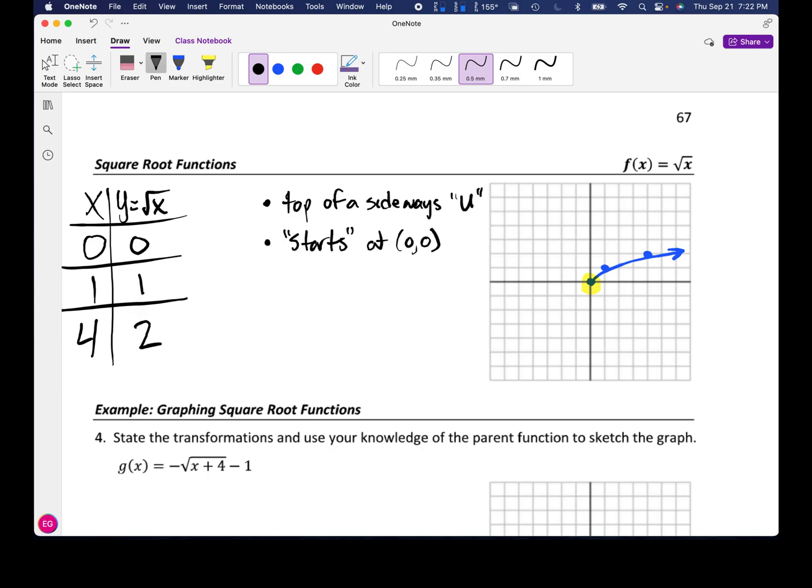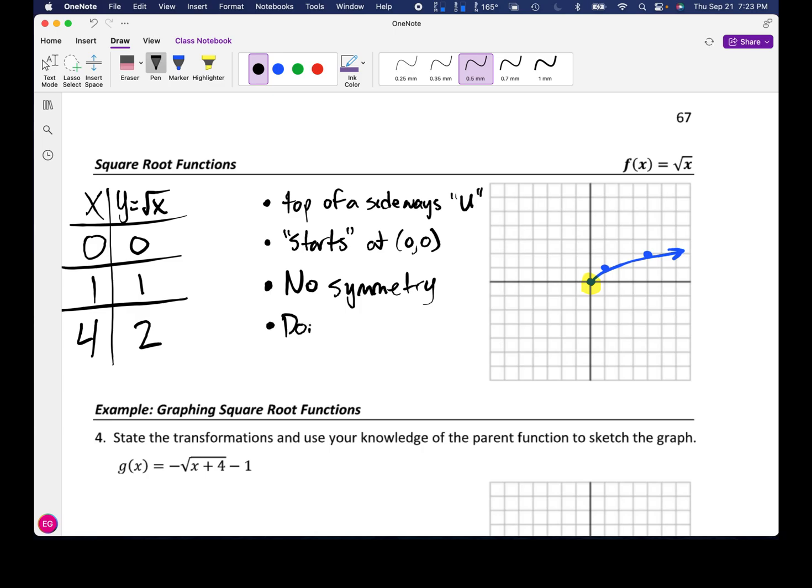It can only be moved by translations. Reflections, stretches, and shrinks, so dilations, are not going to change anything about that point. So that's a nice point for us to be able to find easily. There is no symmetry in this one. Anywhere, no which way. Not just no y-axis, no origin, there is no symmetry.